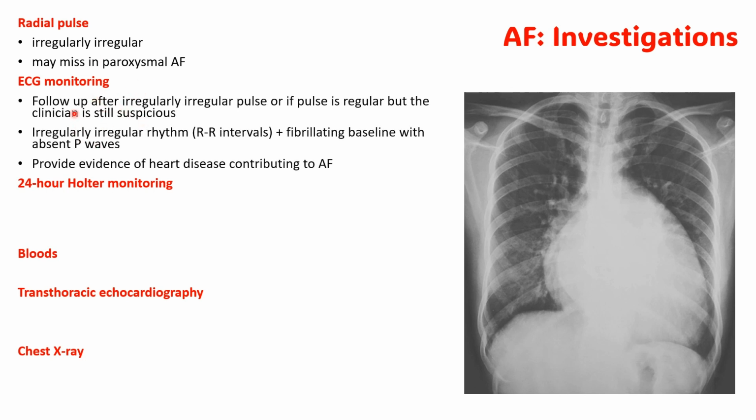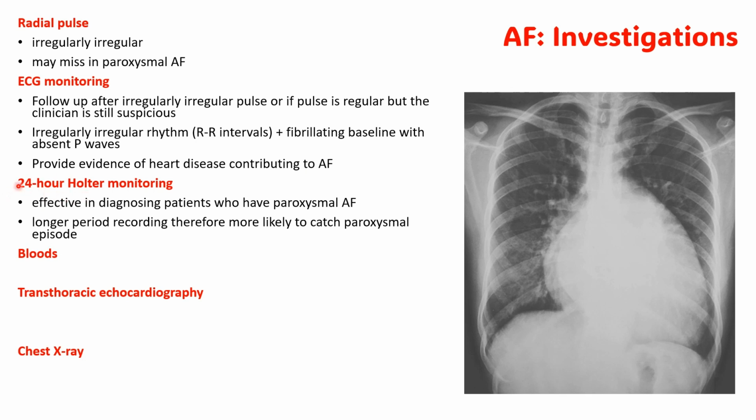ECG monitoring. So this is the follow-up after an irregular pulse, or if a pulse is regular but there's still high clinical suspicion. Then on the ECG, we've mentioned this already. When you're looking at the rhythm, always measure the QRSs from the R waves. You might also have that fibrillating baseline, no P waves. It's also important to provide evidence of heart disease, if there is, contributing to the AF.